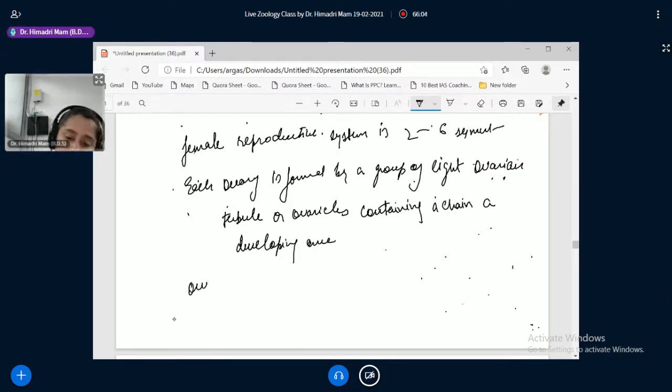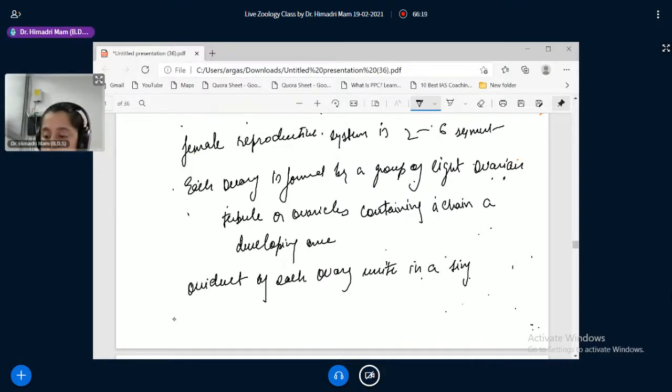Then we have the oviduct. The oviduct of each ovary unites in a single median oviduct.